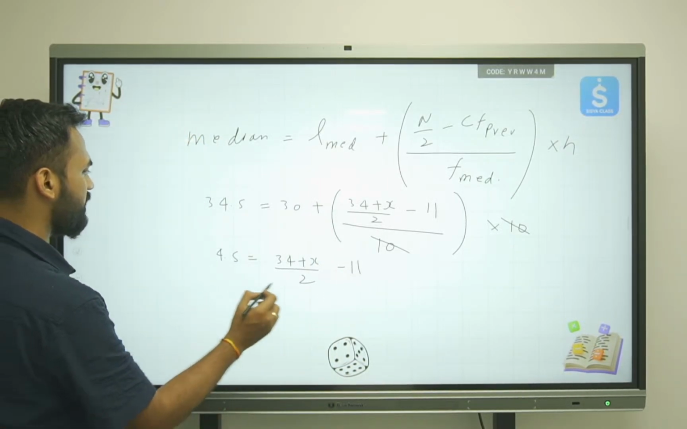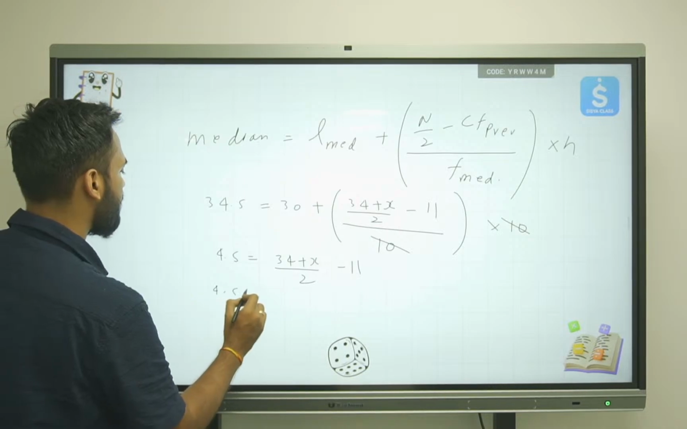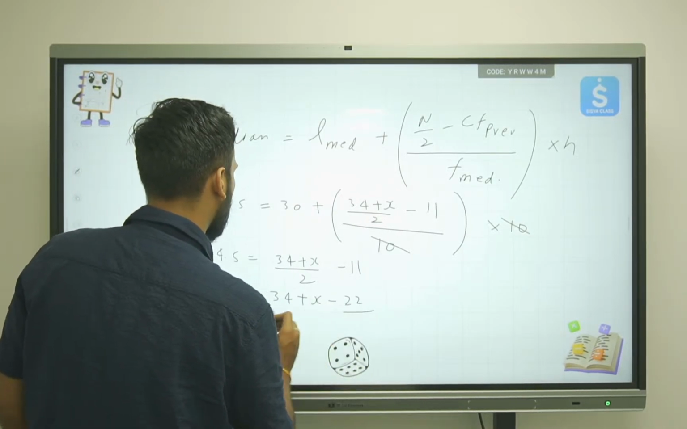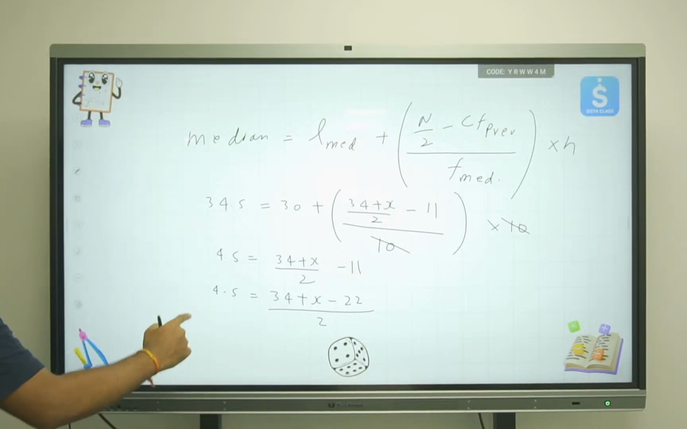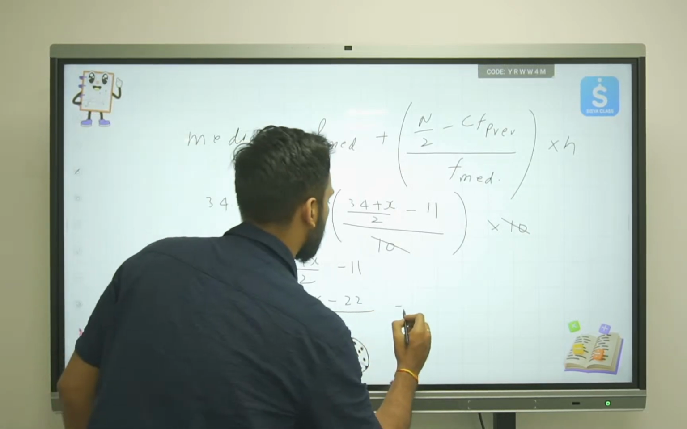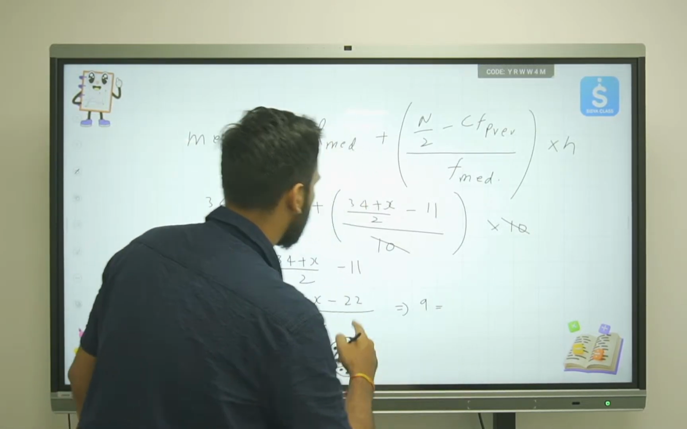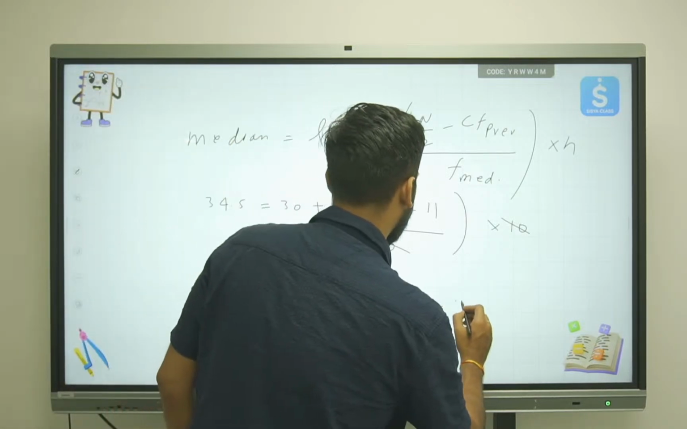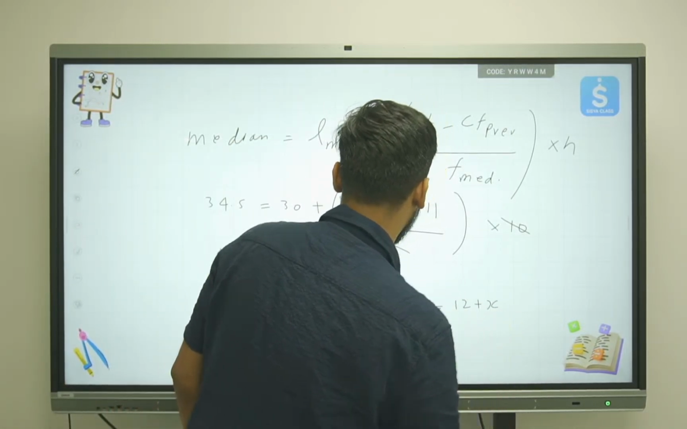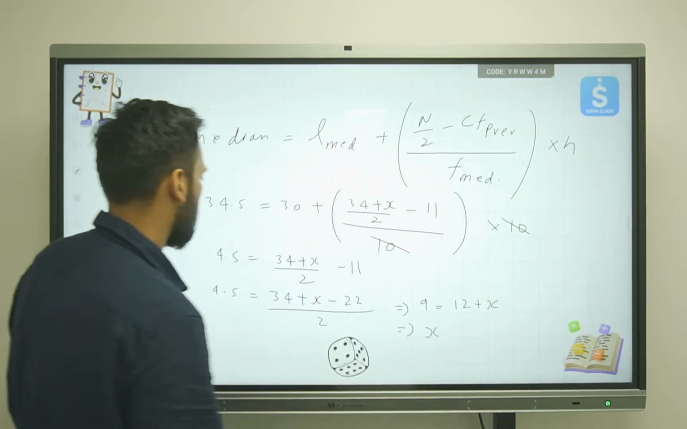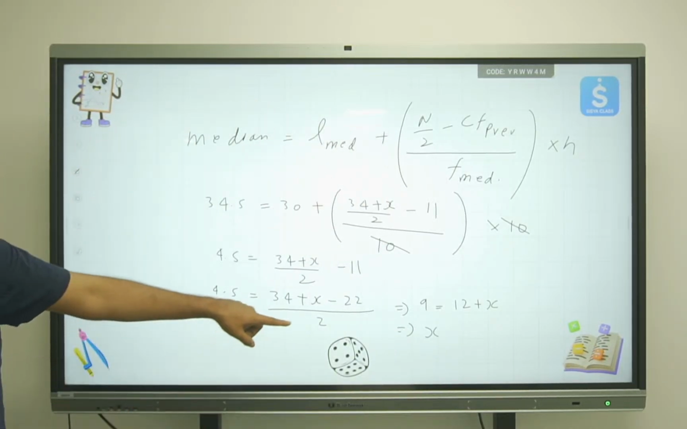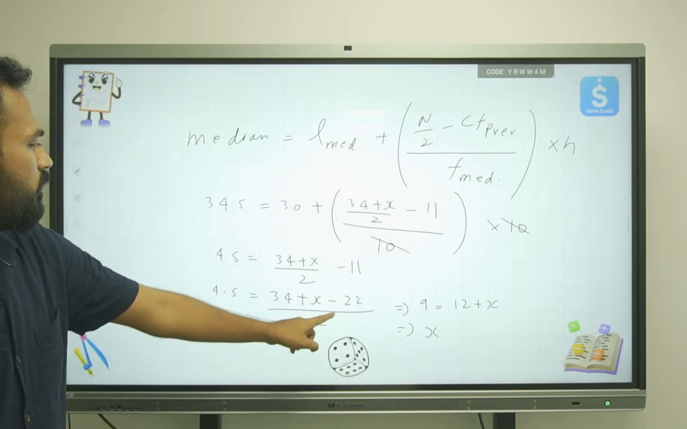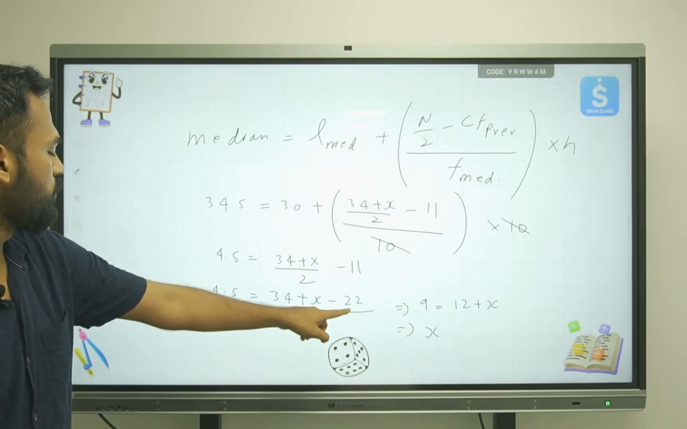Let's simplify this. This 4.5 is equal to 34 plus x minus 22 upon 2. 2 will go over here. This will become 9. 9 is equal to 34 minus 22, 4 minus 2, 2, 3 minus 2, 1, 12 plus x, and x will come out to be... I hope this is clear.